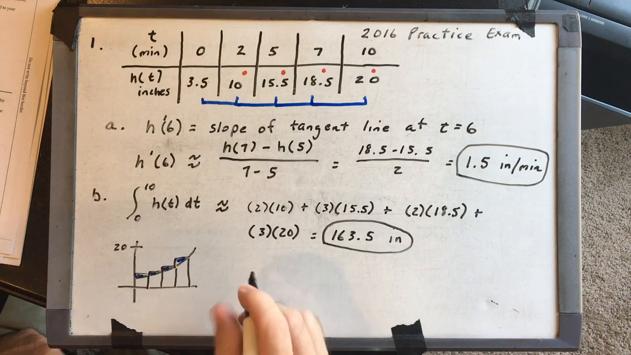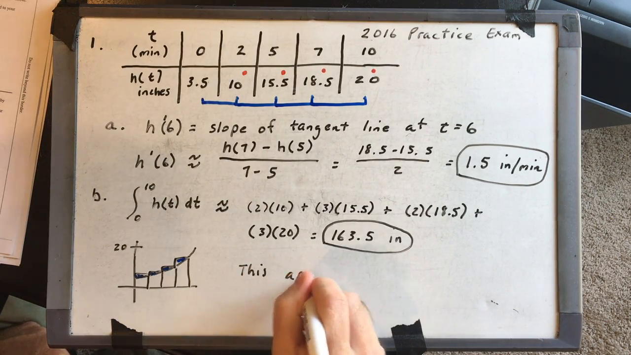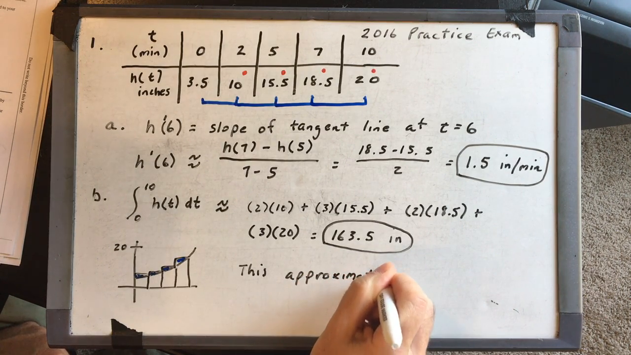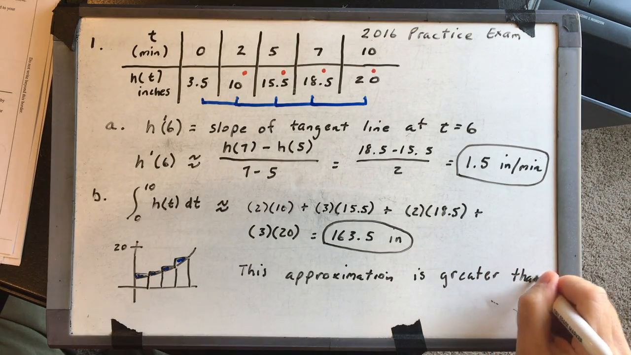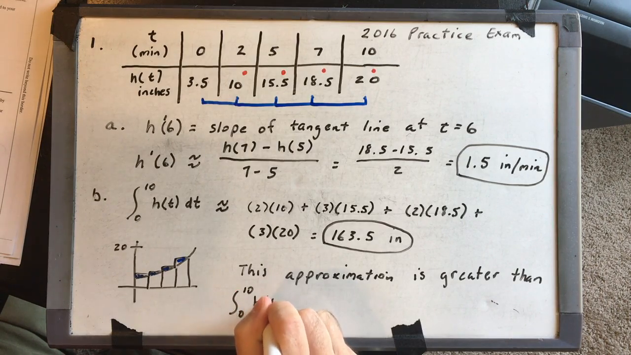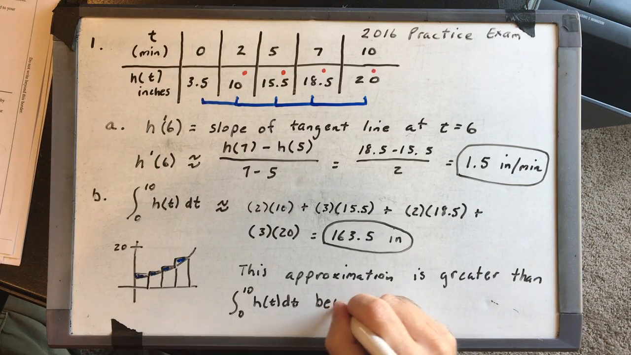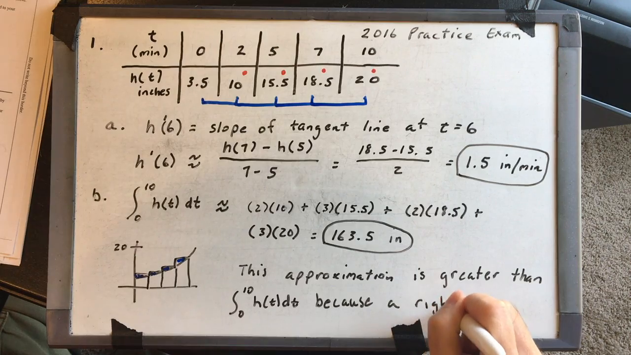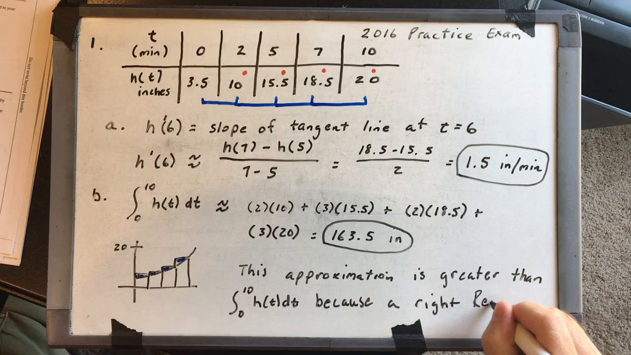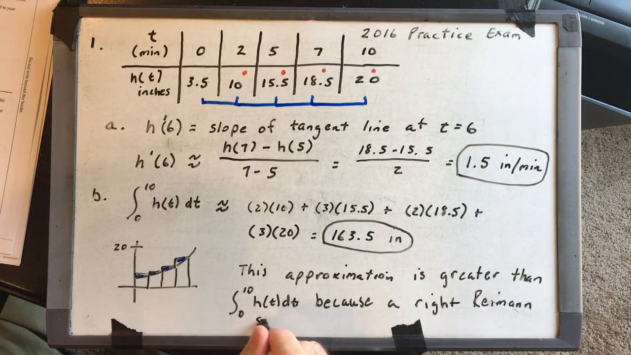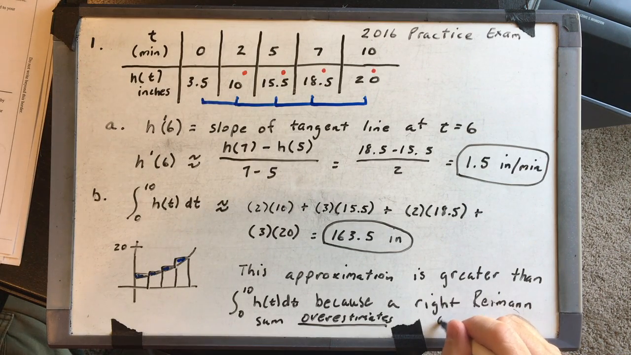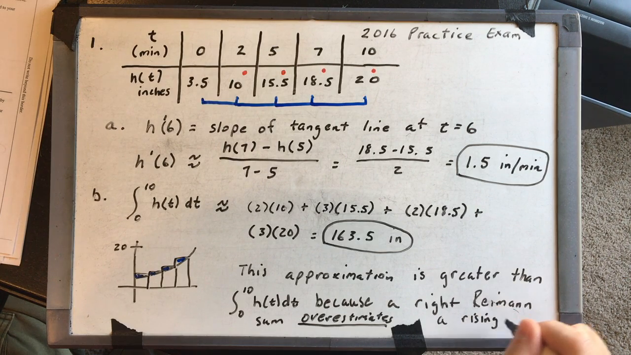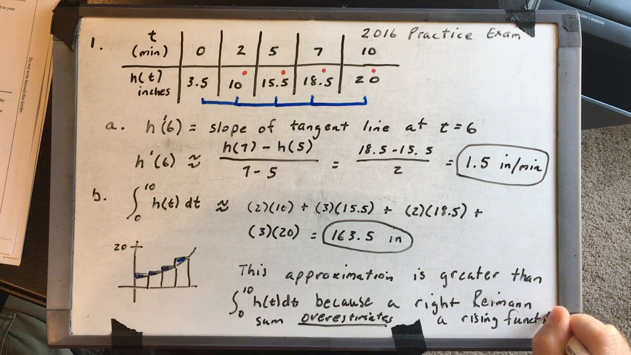Okay, so you would write: this approximation is greater than the actual value because a right Riemann sum overestimates, and this graph might do it, sorry about how I'm smushing it down in here, a rising function or an increasing function. I think you could very well get a question like that.